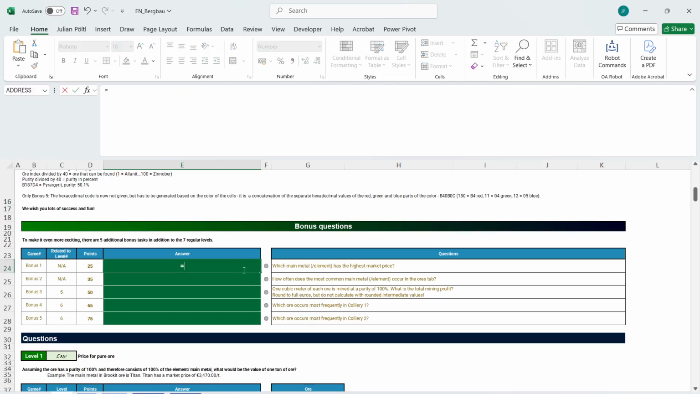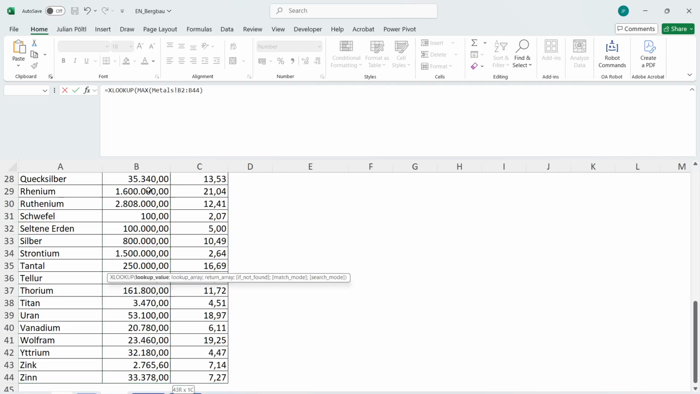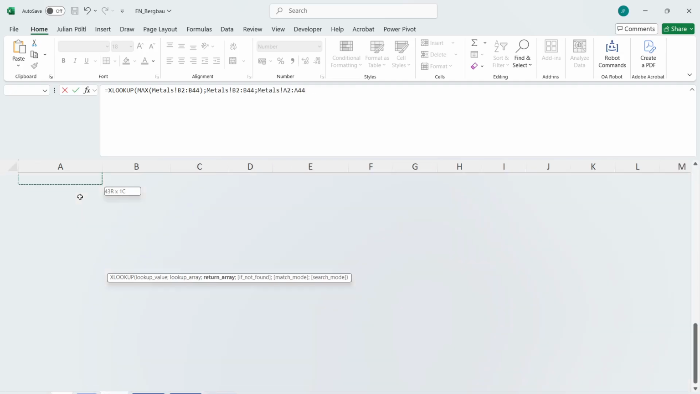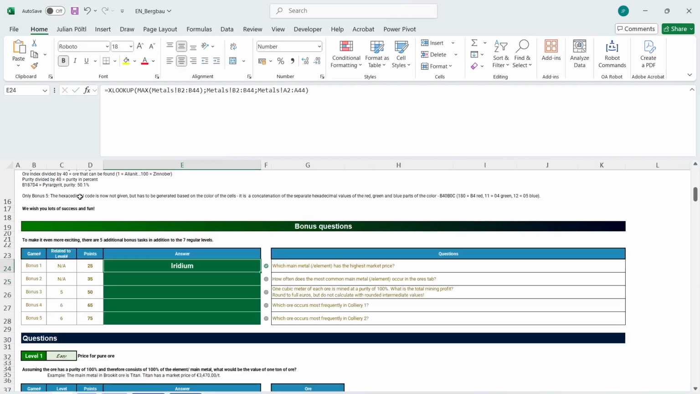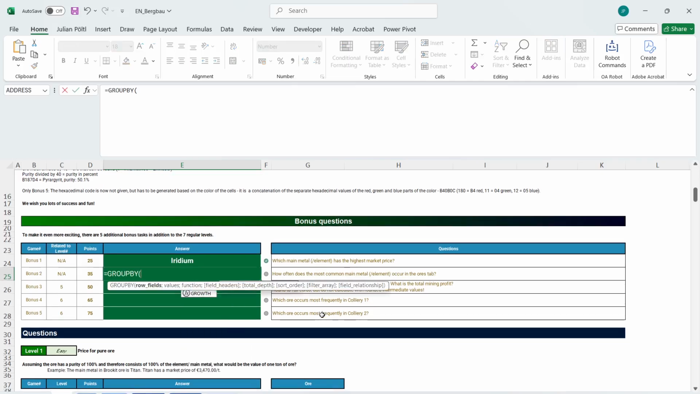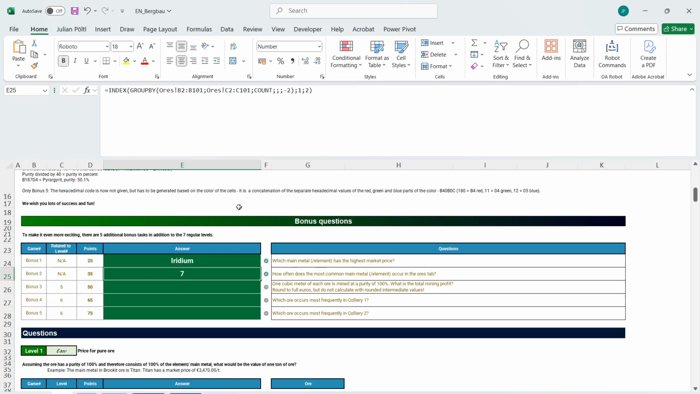Which main metal has the highest market price? So XLOOKUP max of here in here, returning the main metal name, iridium. How often does the most common main metal occur in the ores table? So we can do group by of this -2, and then index first row, second column, 7 times.